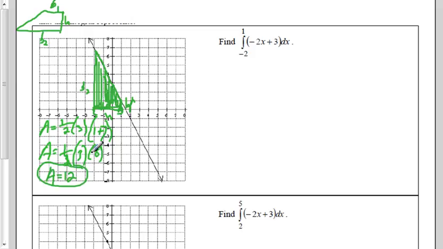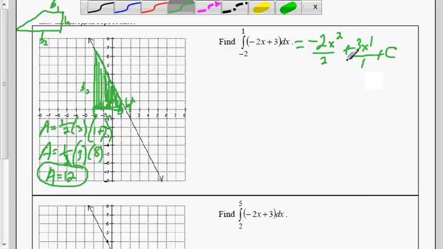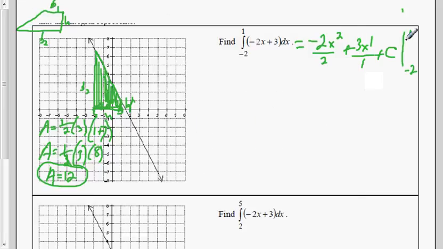Okay, well, we're going to look and see what this definite integral gives us. So what do we know? Let's take the integral, the antiderivative. So I add 1 to the power, so it's going to be negative 2x squared, and then we divide by that power, 2. Add 1 to the power, so it's 3x to the first, all over 1. We have to add the constant. We don't know what it's going to be. And we're going to evaluate this from negative 2 to 1.